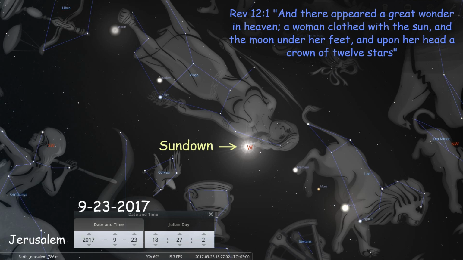In the first verse of chapter 12, John writes, "And there appeared a great wonder in heaven, a woman clothed with the sun, and the moon under her feet, and upon her head a crown of 12 stars." And this was sundown on the 3rd day of the Feast of Trumpets. There's a lot more to that prophecy, but I won't go into it all now.